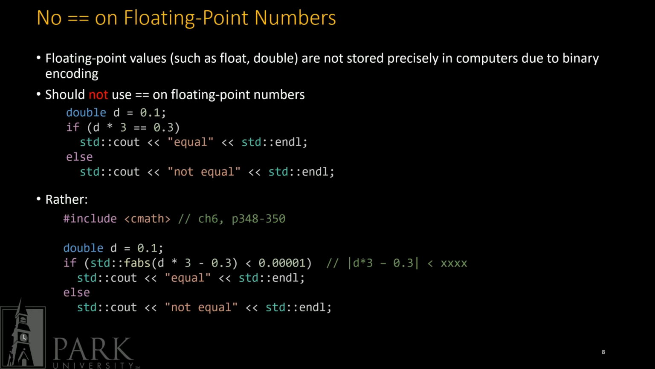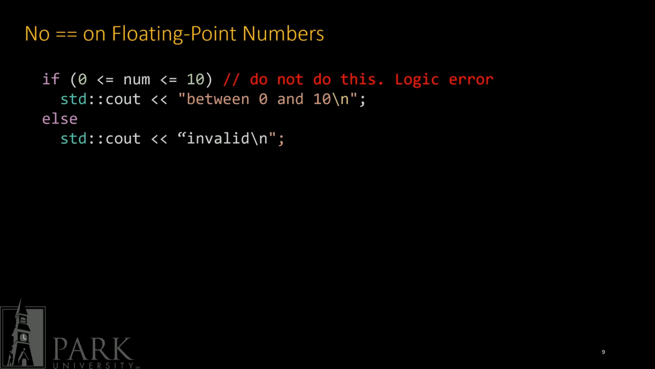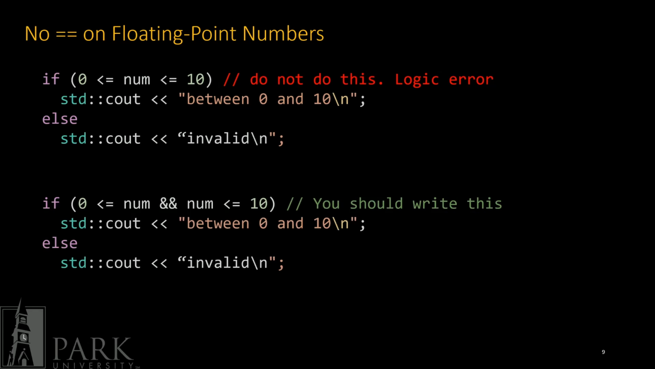Another common mistake that people make is they try to do comparisons or evaluations like this. They say, oh, well, if 0 is less than number and that is less than or equal to 10. It doesn't work that way. What you have to do is say, if 0 is less than or equal to my number and my number is less than or equal to 10. This is going to give you the behavior that you want.